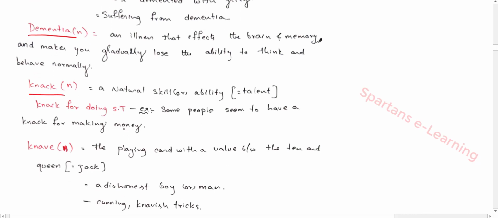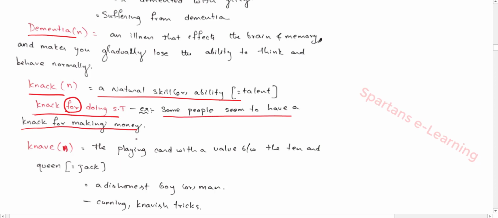Now, knack. Next word is knack. Knack is a noun. Knack means a natural skill or ability to do something. So knack is nothing but talent. Knack for doing something: the proper preposition for knack is for. Example: some people seem to have a knack for making money. These kinds of usages in your AVA will definitely be helpful and will boost your score. Knack for something. You should not say knack at something. Knack for doing something.